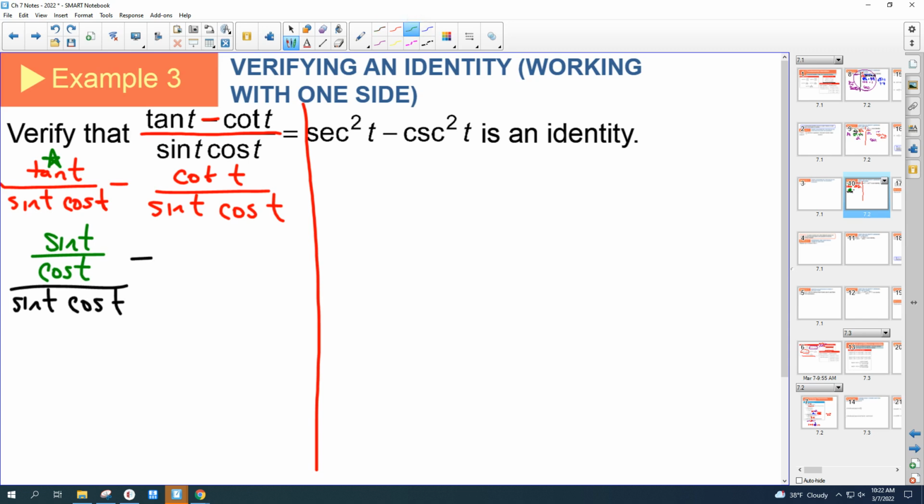Minus. And now I've got cotangent t right here. That's cosine t over sine t, all over sine t cosine t. Look like that. Now that does not look more simple. That looks more complicated. That's really, really hard to look at, I think.